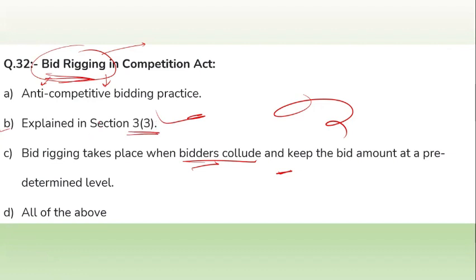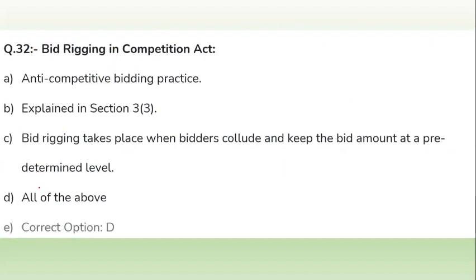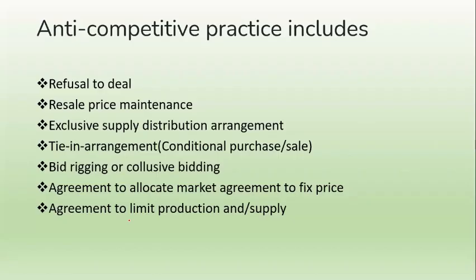Bid rigging takes place when the bidders collude and keep the bid amount at a predetermined level. So all of the above is the correct answer for this question. Here you can see option D is correct. Now, what does anti-competition include? Anti-competition includes bid rigging and collusive bidding, and more things, such as refusal to deal.